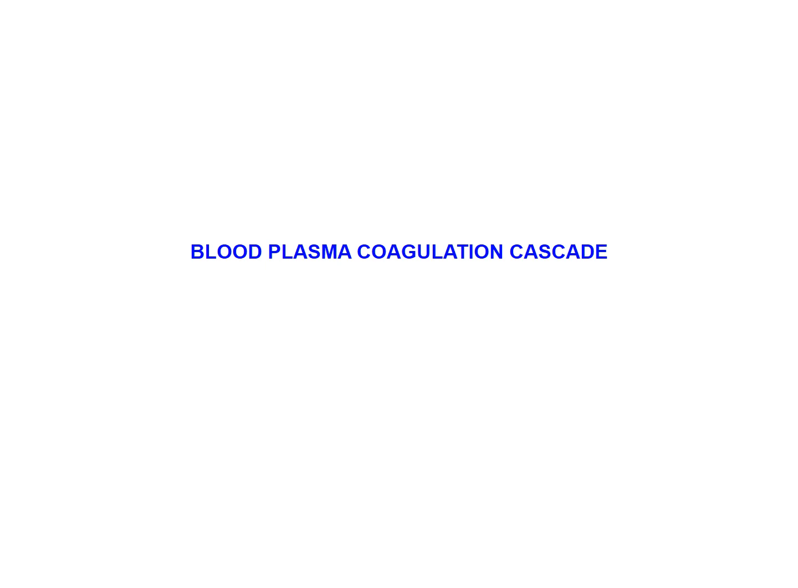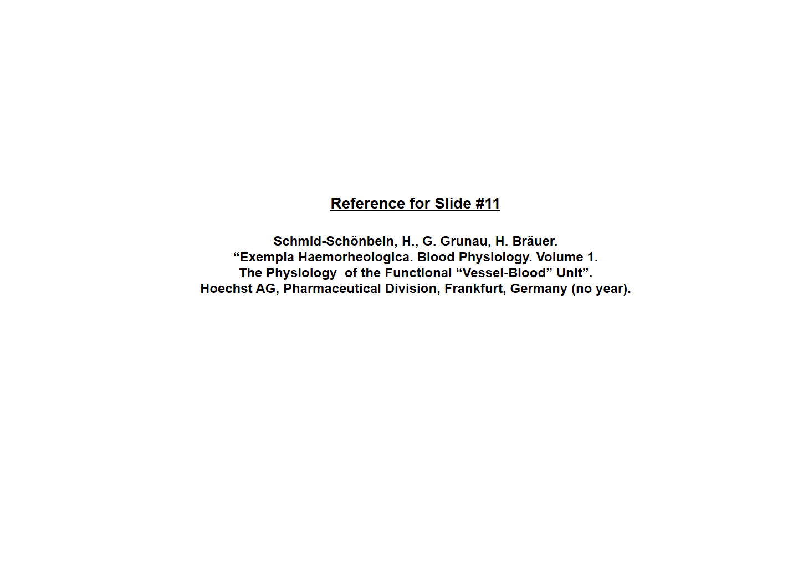The process of blood plasma coagulation is a cascade of chemical reactions which involve proteins which are dissolved in blood plasma. Those proteins are fibrinogen and the plasma coagulation factors. This is the reference for slide number 11. The large scale of the illustration, which appears on slide number 11, did not leave any room to include the reference in one and the same slide.